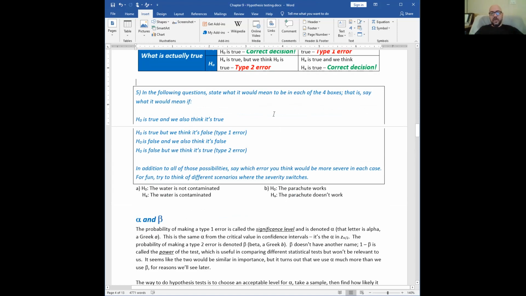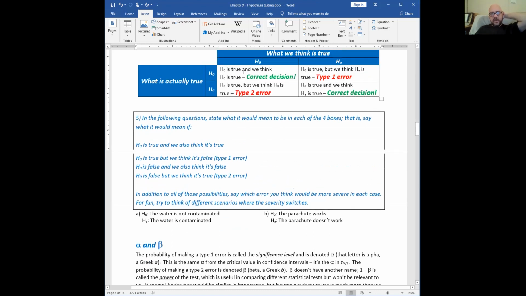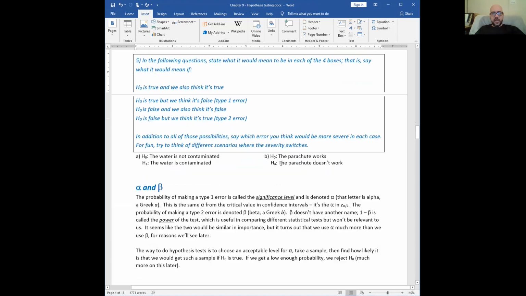So what I'm going to do here is talk about what a type 1 error would be, what a type 2 error would be, and what it means to make a correct decision, rejecting the null hypothesis, or correct decision, not rejecting the null hypothesis, etc. So we've got our 4 boxes here. Null hypothesis is true, and we think it's true. Null hypothesis is actually true, but we think the alternative is true: type 1 error. Alternative is true, but we think the null is true: type 2 error. And alternative is true, and we realize that. So that's good too.